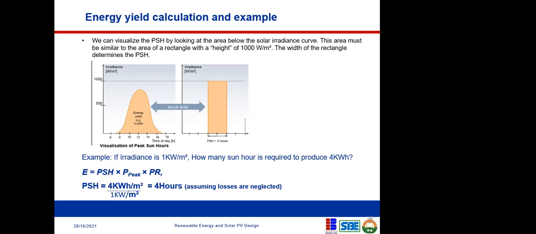If you have the irradiance, then you can calculate your peak sun hour. You determine the time the sun came out and the time the sun died down, and at every hour, what the irradiance is. If you have all of that, then you can create this curve that we have here. If you're able to create this curve, then you can easily calculate your peak sun hour.